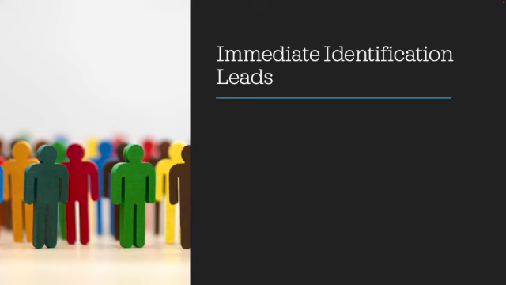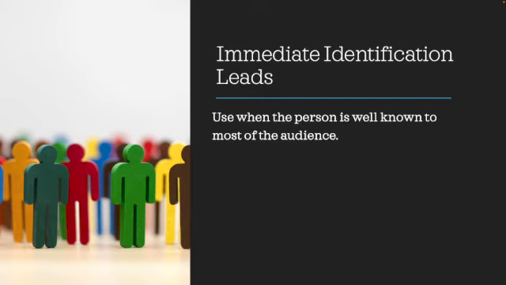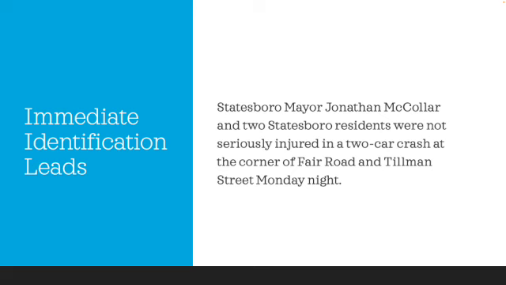Another thing I want to mention that I don't think your chapter mentions: the immediate identification lead and delayed identification lead. This is probably familiar to most of you already, but just to review, because there's a few things in the quiz this week. You use immediate identification when someone is well known to most of the audience. So when the person in your lead is a name that we know, you use it in the lead.